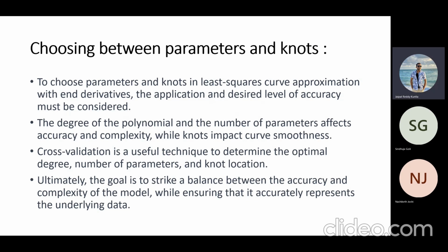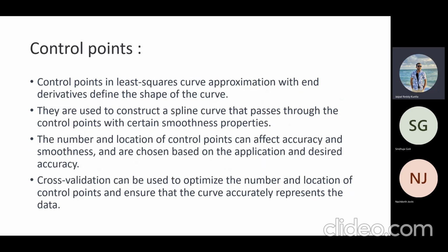So cross-validation is a useful technique to determine the optimal degree, number of parameters, and knot locations. Ultimately, the goal is to strike a balance between the accuracy and complexity of the model, while ensuring that it accurately represents the underlying data. So what basically are control points?